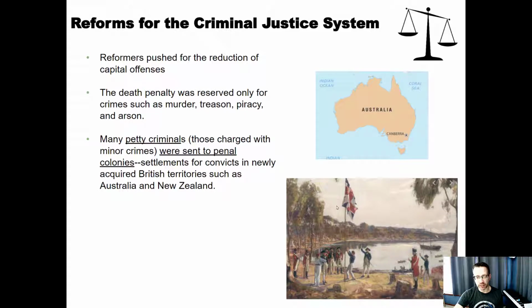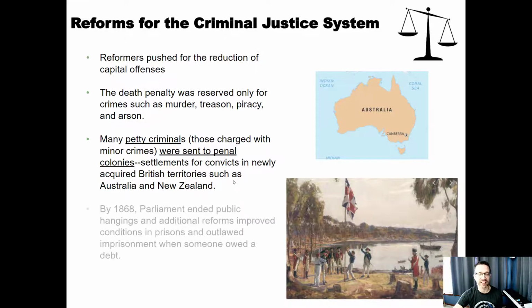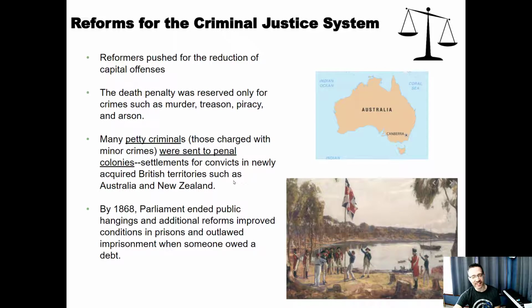So, if you think of Australia and New Zealand, you can think of Australians as being all a bunch of criminals. That's not true, but a lot of them, their great-grandfathers might be. So by 1868, Parliament ended public hangings, and additional reforms improved the conditions of prisons and outlawed imprisonment when someone owed a debt. Okay, there used to be debtor's prison. You couldn't pay your debt, well, you're going to prison for years. And that was reformed as well.